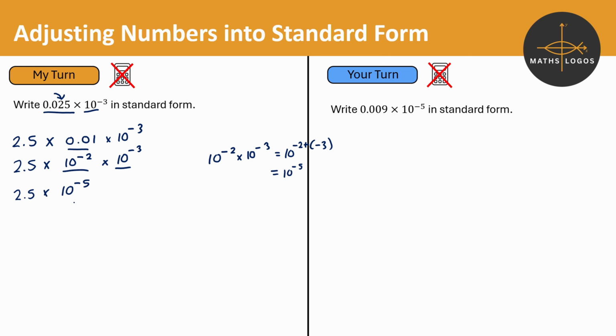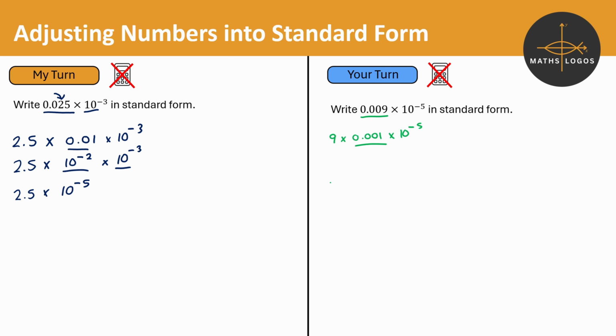Pause the video and give this question a go. Okay, let's go through it. Write 0.009 multiplied by 10 to the negative 5 in standard form. So let's take this and turn it into standard form. Well, it's going to be 9 multiplied by 0.001 multiplied by 10 to the negative 5.